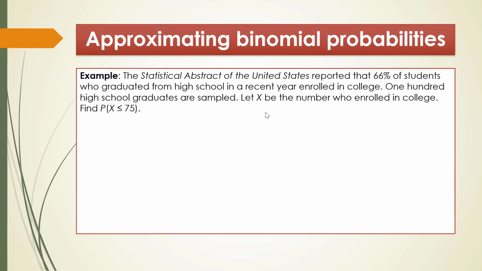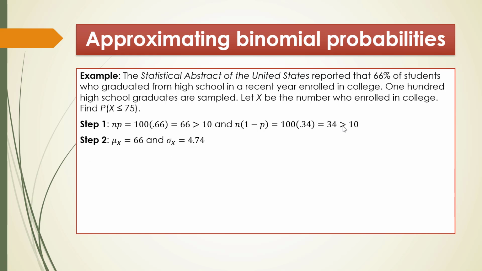So here, the first step, we have to verify if the central limit theorem is applicable. That means to see if the normal approximation is appropriate. Here n times p is 100 times 0.66, which is 66, greater than 10. And n times 1 minus p is 34, which is also greater than 10. So the normal approximation is appropriate. In step 2, we compute the mean and the standard deviation using the formulas.